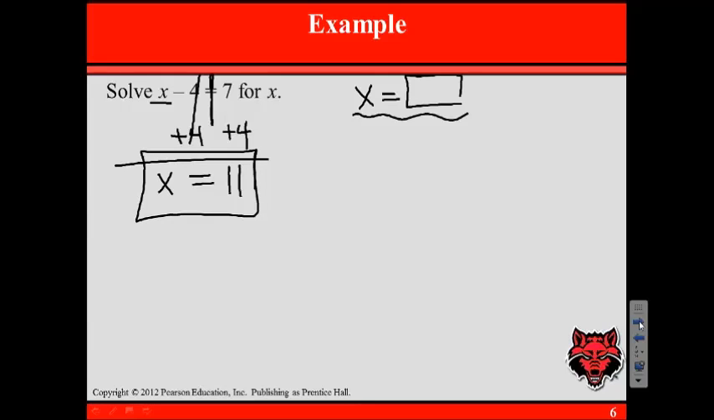We could verify this rather quickly, put 11 in the place of x in the original equation, and see that 11 minus 4 is 7. This is a good solution to this equation.